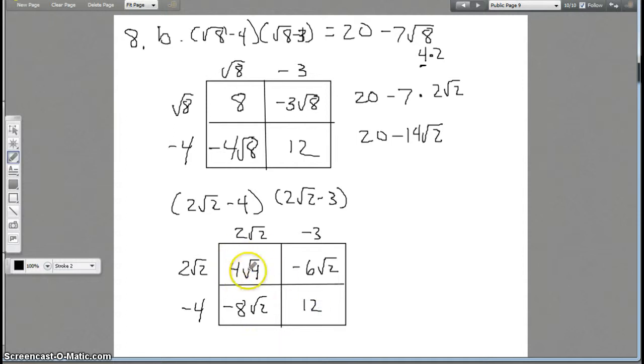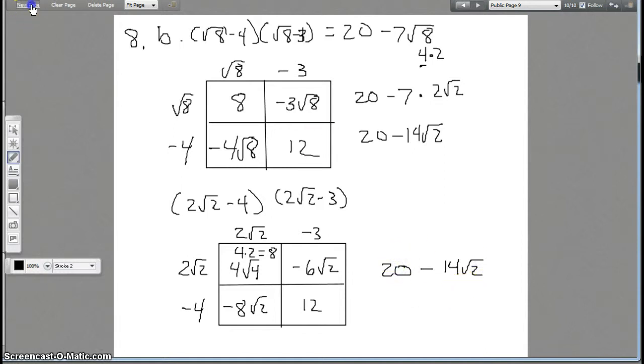Now, what is 4 root 4? Remember, the square root of 4 is 2, so this is the same as saying 4 times 2, and 4 times 2 is 8. So we can say 8 plus 12 is 20. And then we're going to subtract. We have a 6 root 2 and an 8 root 2. 6 root 2 and 8 root 2 is 14 root 2. So this is going to be 20 minus 14 root 2.